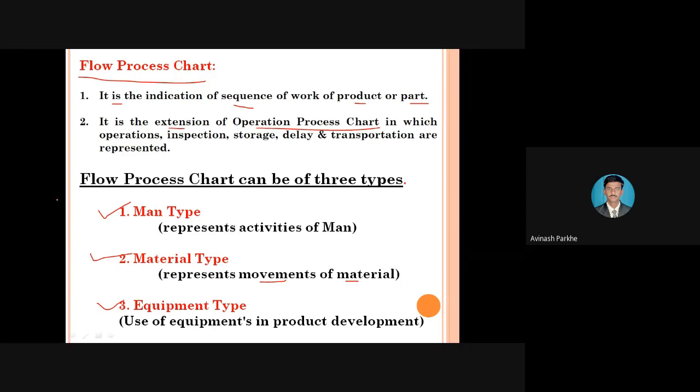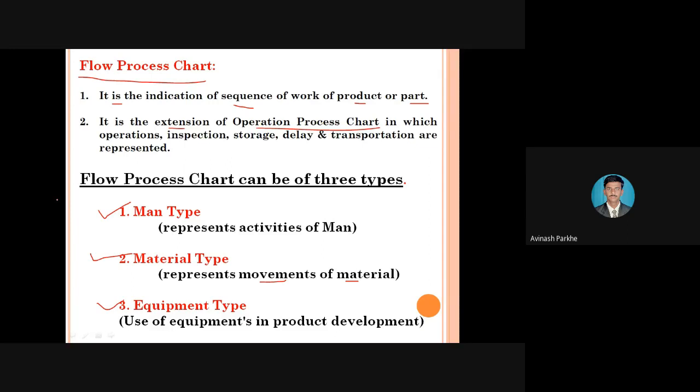And also this flow process chart is useful to relocate the inspection stages. That means after performing three operations, if I have to go for the inspection, then after three operations we have to go for the inspection. Again I will perform two operations. After performing the two operations, again if I have to go for the inspection, wherever the inspections are required, those inspections are also represented by using this flow process chart.